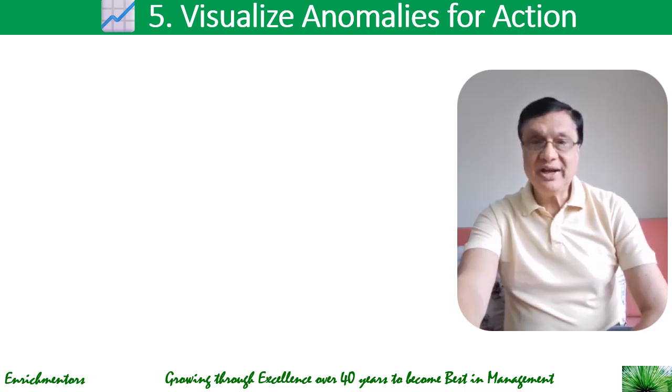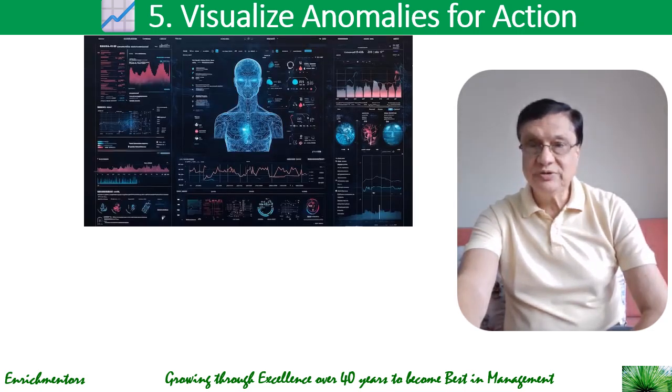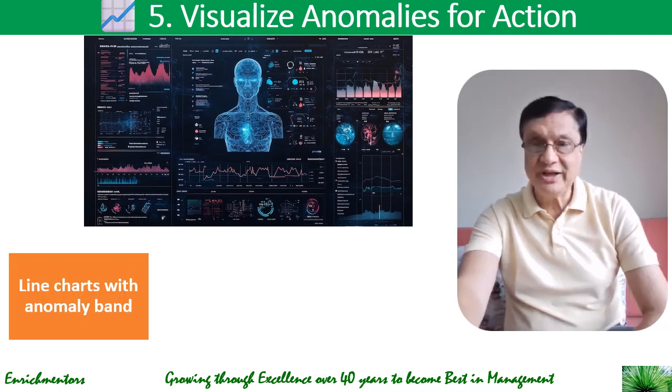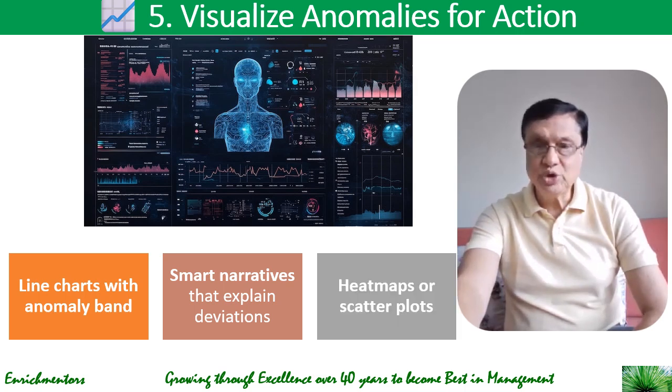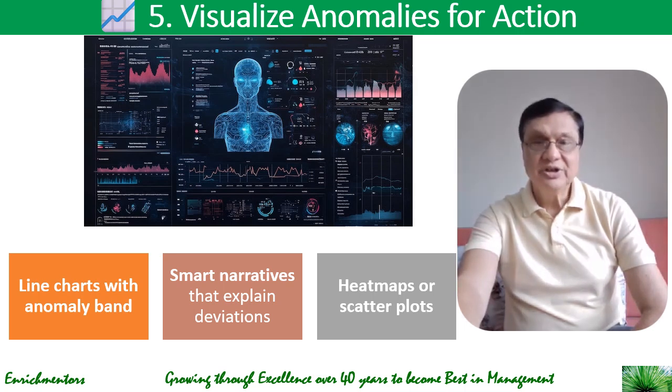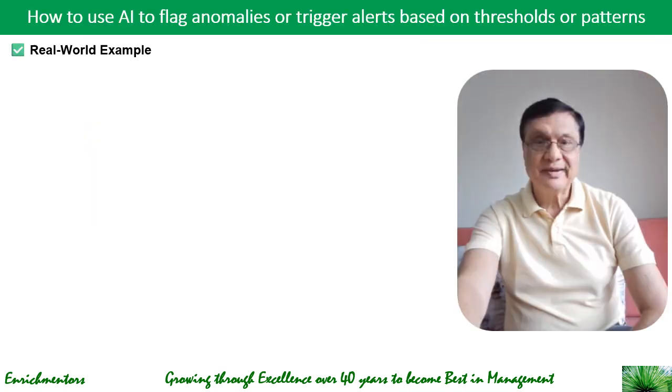Then you need to visualize the anomalies for action. There you could use AI-enhanced dashboards, where you can use line charts with anomaly bands using Power BI and Tableau, or smart narratives that explain the deviation using copilots and GPT, or heat maps or scatter plots to show behavioral anomalies. So that's what you do in visualizing anomalies for action.